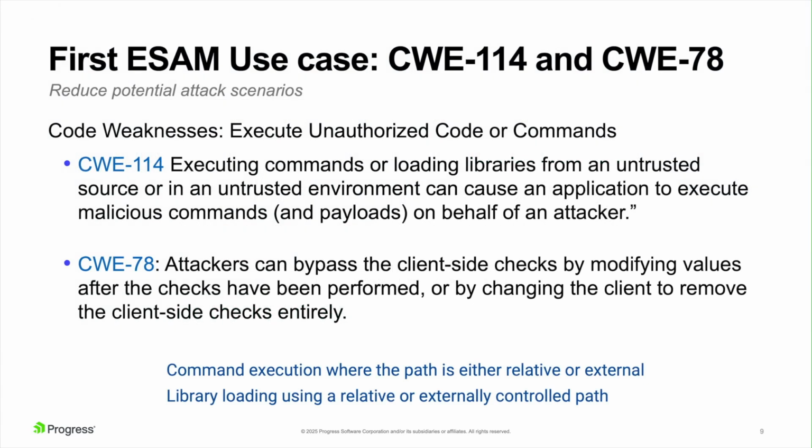The ESAM's initial use case is to remove a common weakness, which is called the execution of unauthorized code or commands. There are two CWEs reported for this. The first one, CWE 114, executing commands or loading libraries from an untrusted source or in an untrusted environment, can cause an application to execute malicious commands and payloads on behalf of an attacker. And CWE 78 says attackers can bypass the client-side checks by modifying values after the checks have been performed or by changing the client to remove the client-side checks entirely.